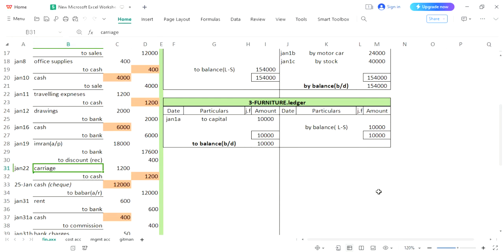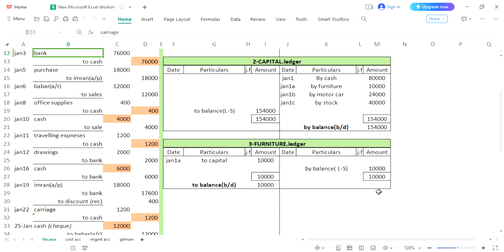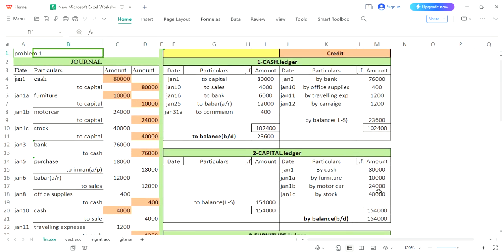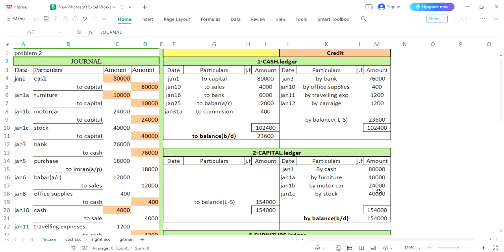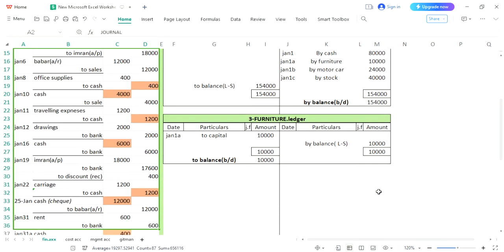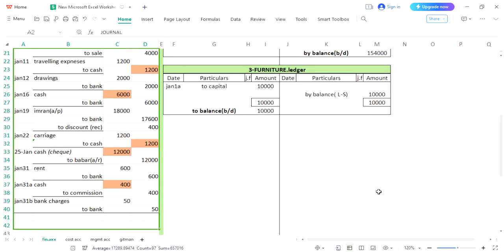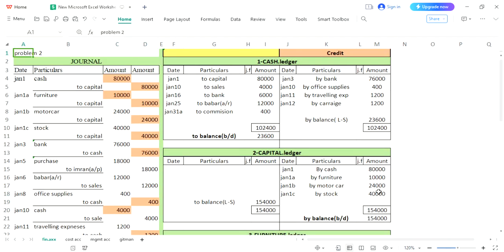Hey guys, welcome back. We had on our question, this was problem number, as you can see, it was problem number, I think it is 2. By mistake, it is written 1. Okay. So what we were doing, solving problem number 2, and we have these many journals already completed. Look at these. First part of the question has been completed. We have entered all the transactions which were present in our question into journal.